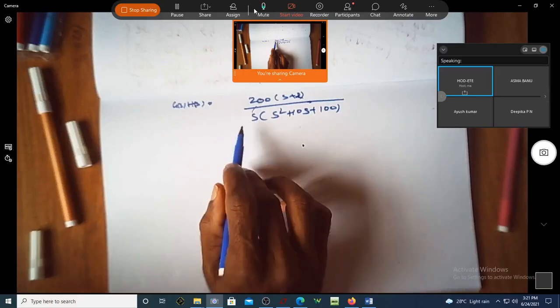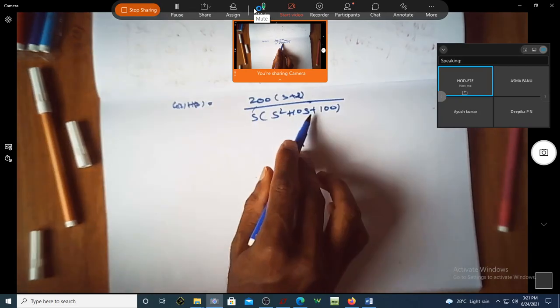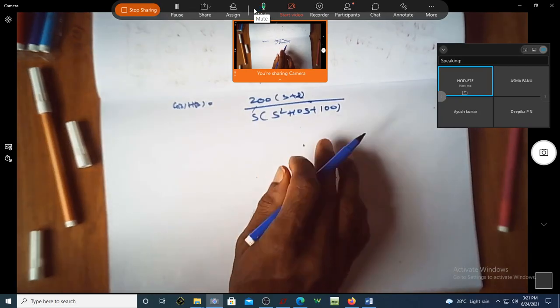The function I gave yesterday: 200 into s plus 2, s into s square plus 10s plus 100. Correct?